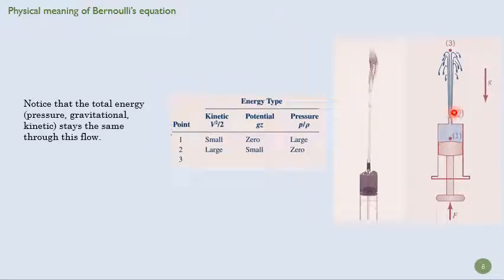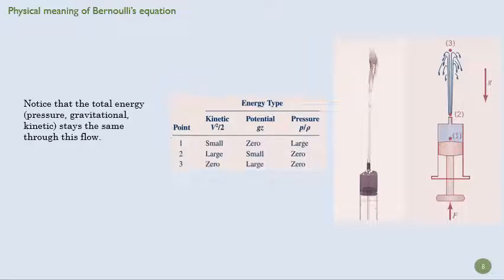At point 2, I have a lot of kinetic energy. It's moving very quickly. It's got a little bit of gravitational potential, but it doesn't have any pressure energy. Why? Because it's open to the air. And if it's open to the air and it's not moving off to the right, then we know that it's at the same pressure as the air around it. So anytime fluid is open to the air, we can assume that its gauge pressure is equal to 0.